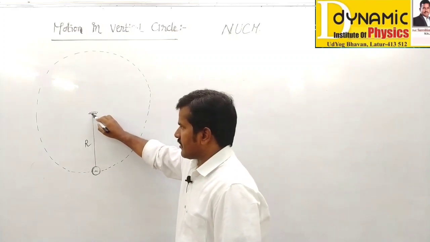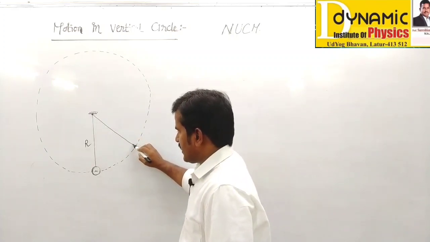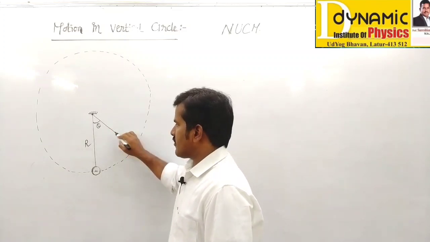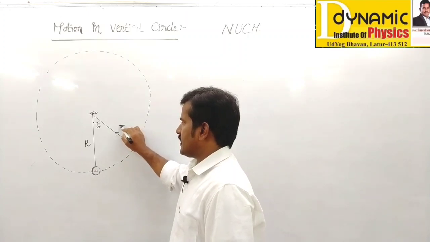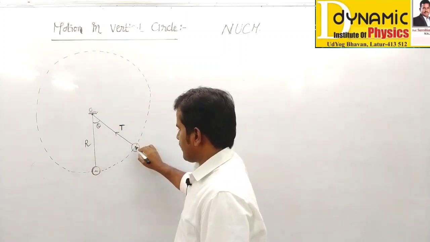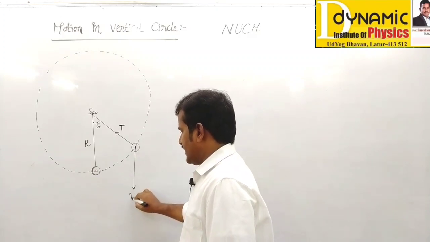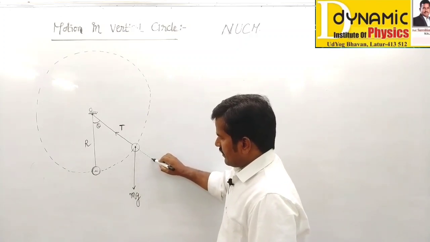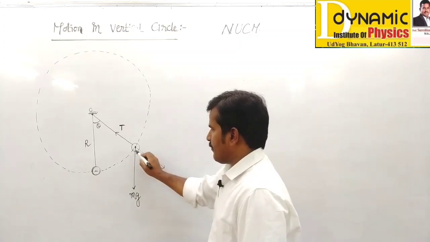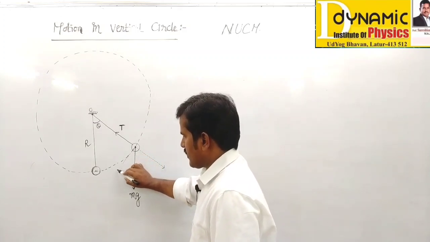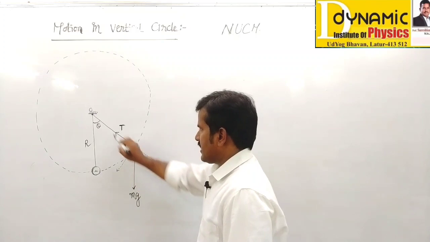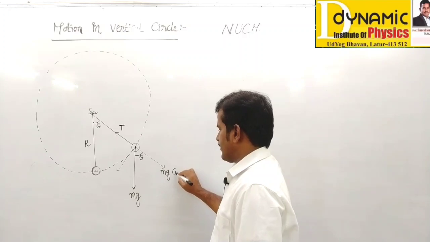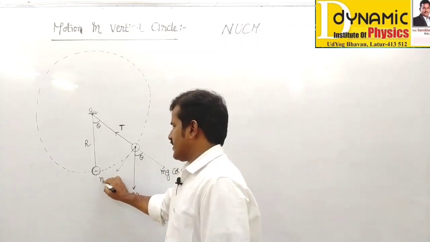So in this vertical circular motion, what is the tension at an angular displacement of theta? At this position, the tension in the string is T. The weight acts vertically downward, and mg is resolved into two components. This is theta, then this is also theta. This is mg cos theta and this is mg sin theta.